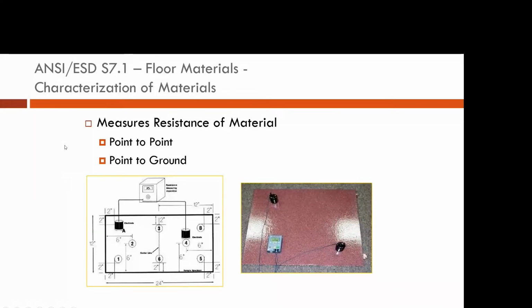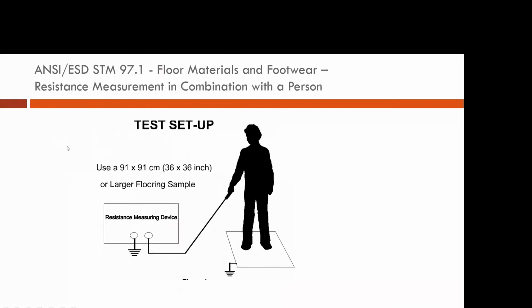The next is ANSI ESD standard test method 97.1. Again, it's flooring, materials, and footwear, resistance measurement in combination with the person, the operator. Is the body connected to the floor, which is connected to ground? This is done where a person would have their ESD shoes or heel grounders on. They'd be standing on the floor, and they'd hold a device in their hand that's connected to the megohmmeter.